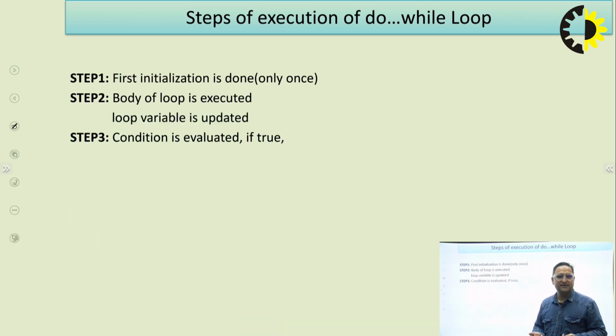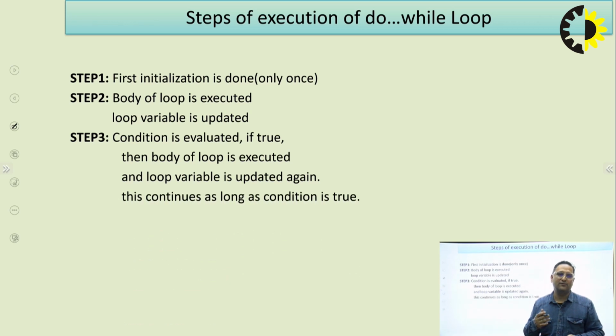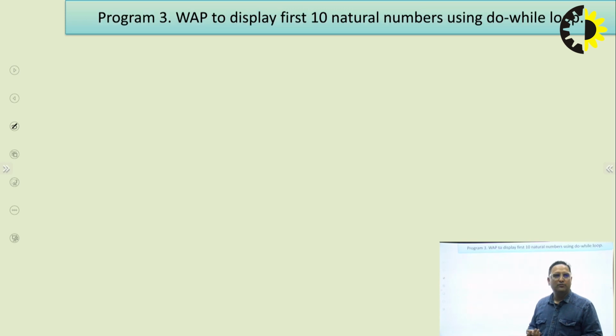Steps. So every step is there. Now step 1, initialization. I just mentioned that the body of the loop is executed if the condition holds. Now we have to remember the condition will be checked at the end, right? The body of the loop is executed, so at least one time it will be executed. The loop variable is updated. Now the condition is evaluated. If it is true, then again the loop body will be executed. If the condition is false, it will exit from the loop, and that's how the do while loop works, right?